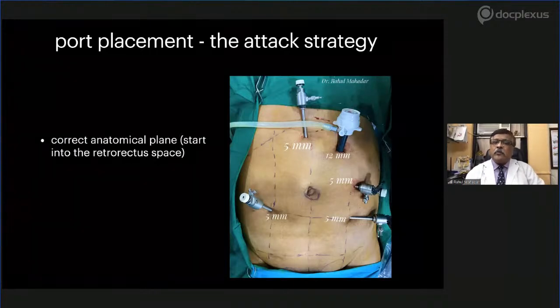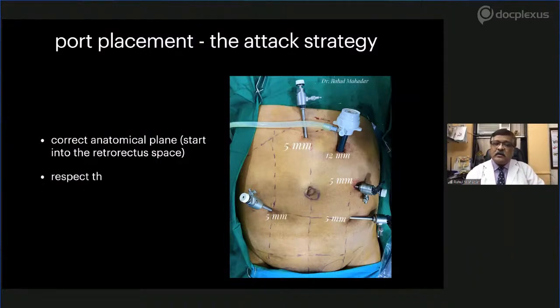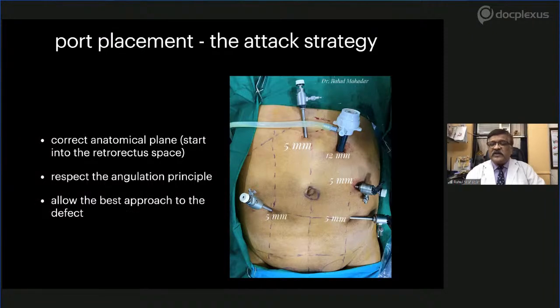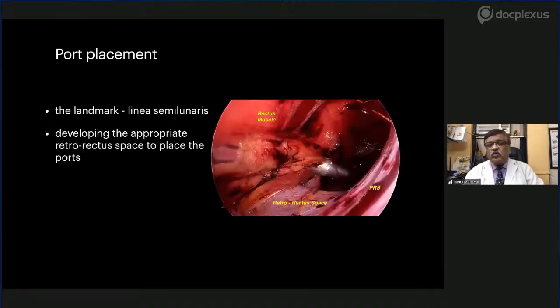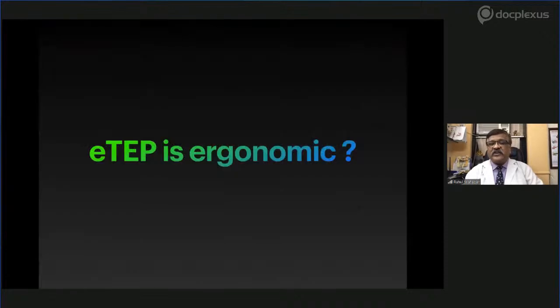The correct anatomical plane is to start into the retrorectus space, respect the angulation principle, and it allows the best approach to the defect. For port placement, the landmark is the linea semilunaris. It is the lateral border of the rectus muscle, and developing an appropriate retrorectus space to place the subsequent ports allows the best approach to the defect as well as for the dissection.